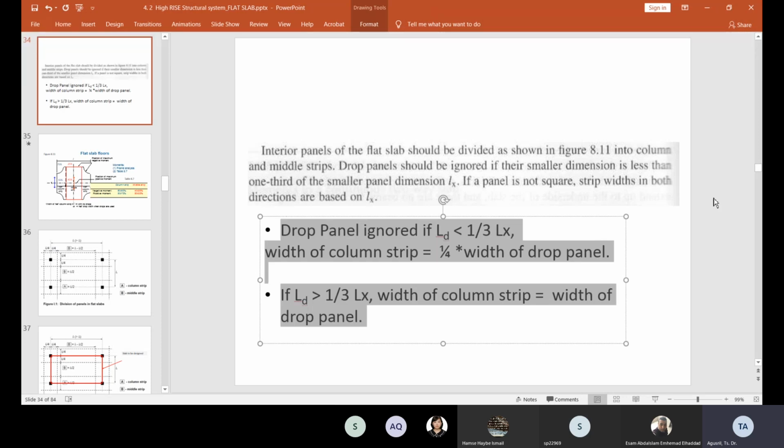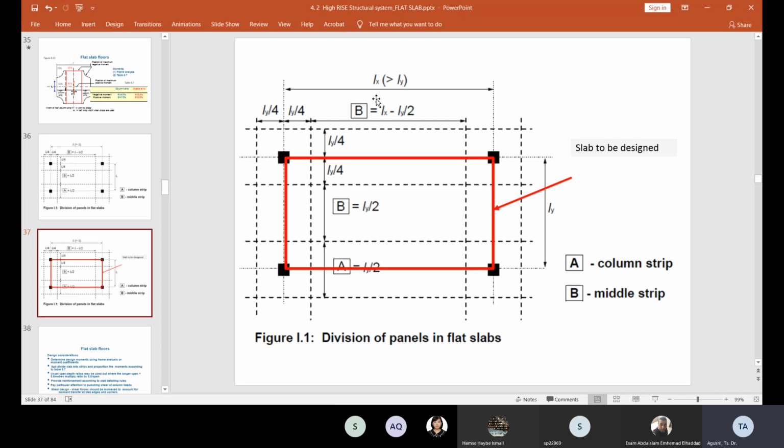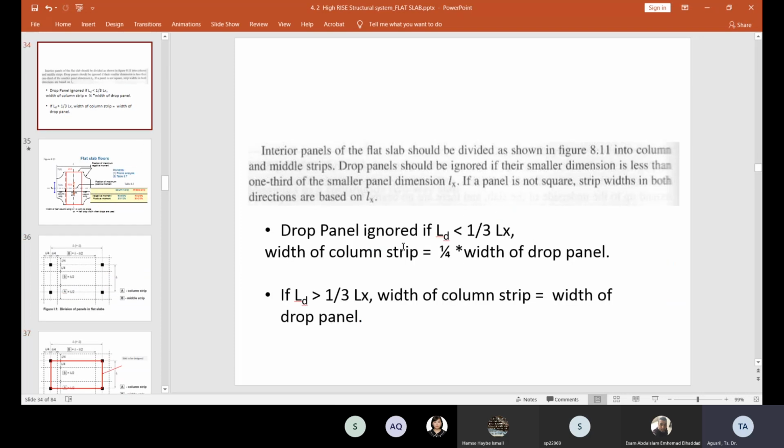Okay, so now how to determine the width of the drop panel? Here you can see the width of the drop panel. So, if the drop panel is less than 1/3 of Lx, where Lx is the short span of the slab, then the width of the column strip equals 1/4 multiplied by the width of the drop panel.